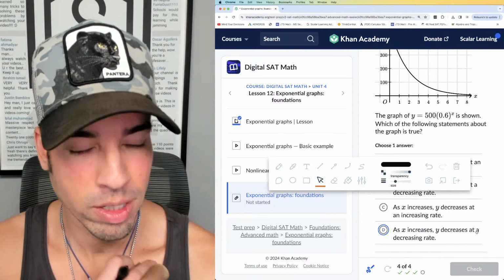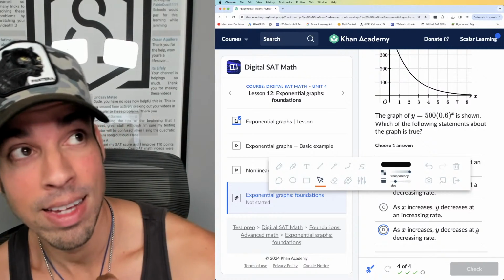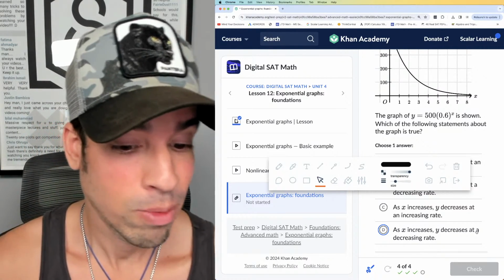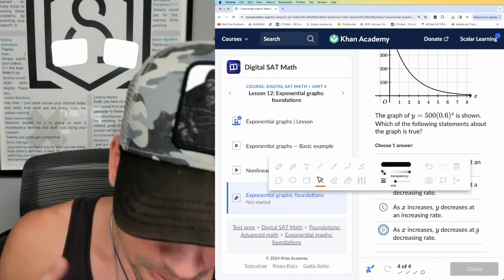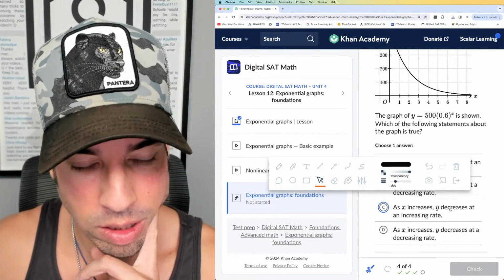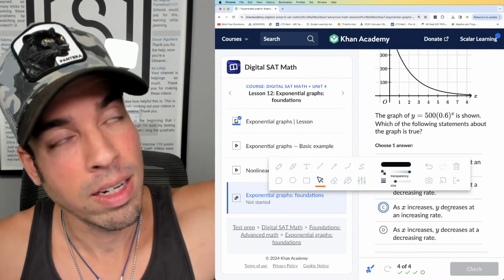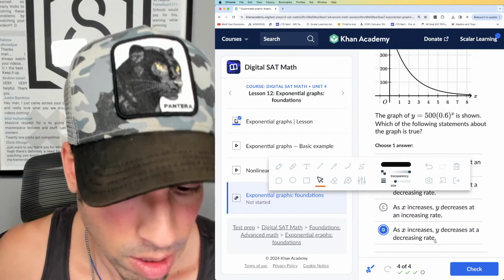at a decreasing rate, ooh, hold on, let me think about that for a second, because technically it's getting less negative. So wait, it's technically increasing. I don't think that's what they mean though. I think they mean that D is indeed the answer. Wait, let me read this one more time. As x increases, y decreases at an increasing rate. I'm going to go with D because D makes the most sense to me.